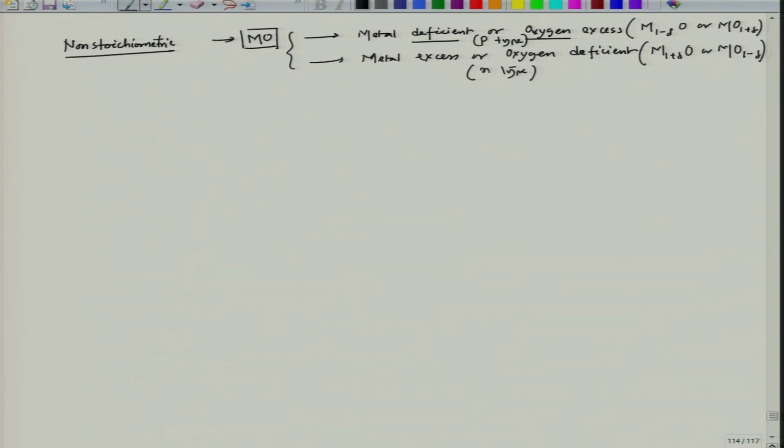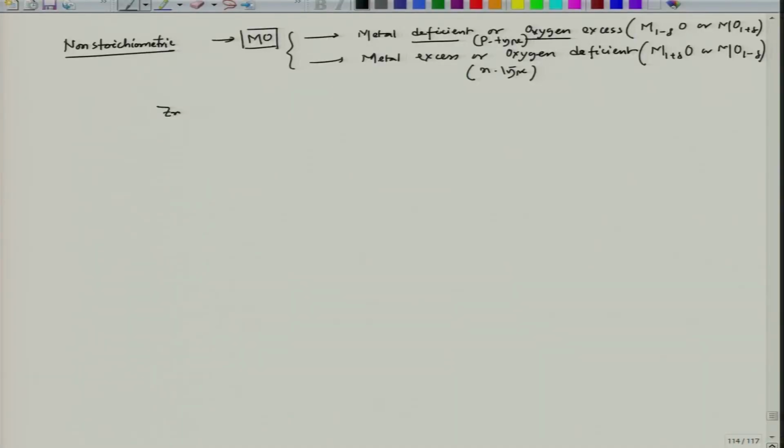So, these are the two situations we can come across. And once we have these two situations, we would see that in both the cases, whether it is a p type or n type, the diffusing species either could be metal ion or oxygen ion, depending on the typical situation we have. For example, if I consider zinc oxide, which is a metal excess oxide, I can term it as zinc 1 plus delta O.